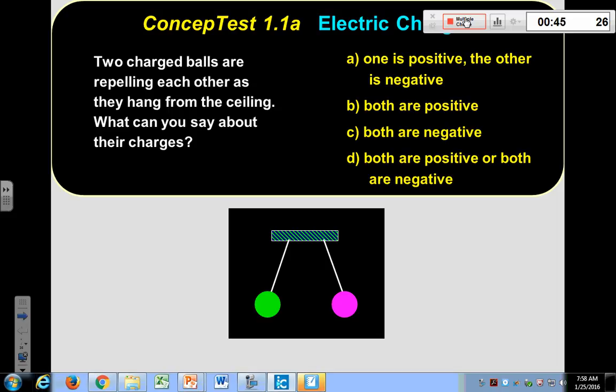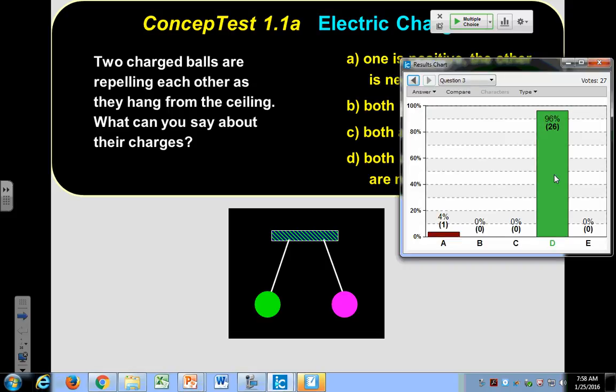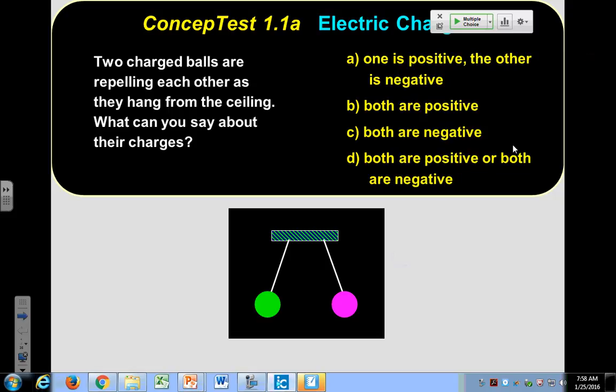All right, a few more seconds. 50, I'll stop. These are in the back of your workbook, by the way. Okay, awesome. D is the right answer. They either are both positive or both negative.